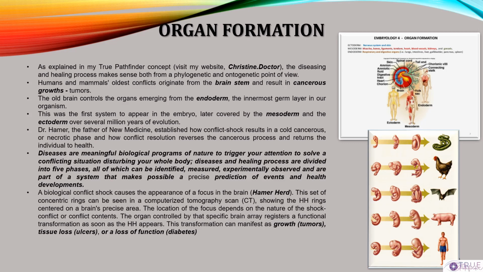A biological conflict shock causes the appearance of a focus in the brain, a so-called Hamer focus, and this set of concentric rings can be seen in a CT scan. It will show the Hamer rings centered on a precise area of the brain depending on your condition. The location of the focus depends on the nature of the shock conflict and or the conflict contents. And the organ that is controlled by that specific brain area registers a functional transformation as soon as the Hamer focus appears. This transformation can manifest as growth, so tumors, tissue loss, meaning ulcers, or a loss of function, as in the case of diabetes.